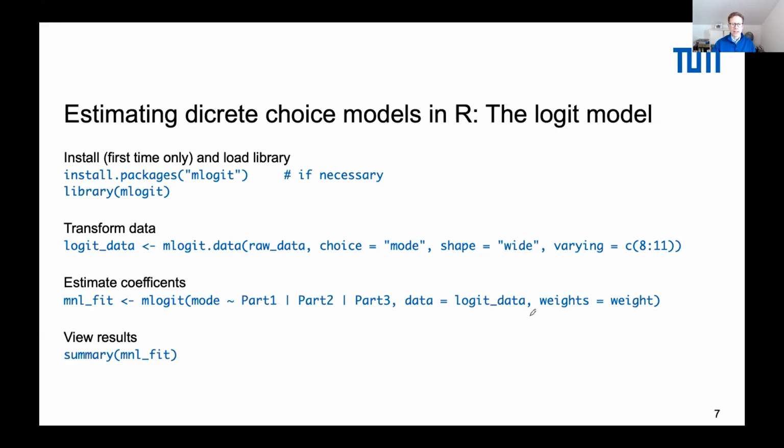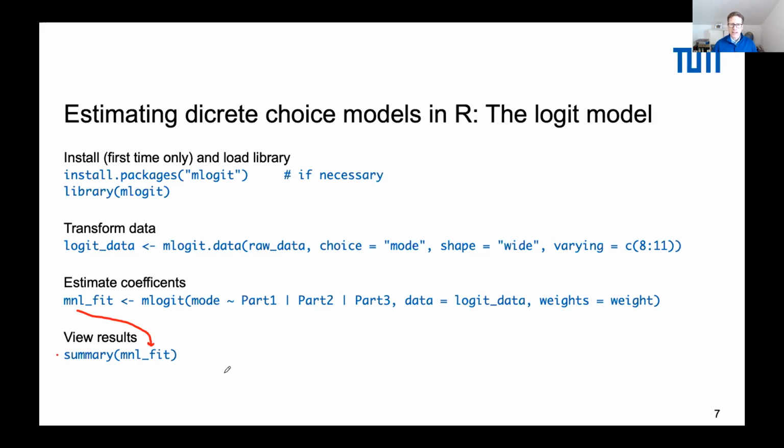You tell it where it shall get the data from, where the weights are. And then here's our good old friend: summary of this object will provide us with the estimation results. That's the same command as we had in regression analysis. And with that, I would like to jump into some work with R.